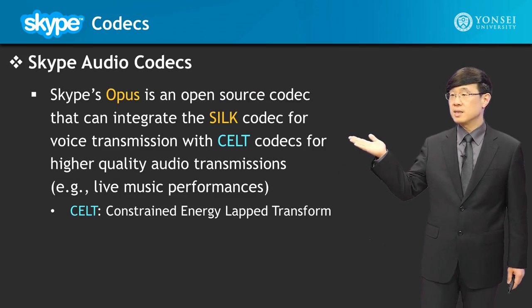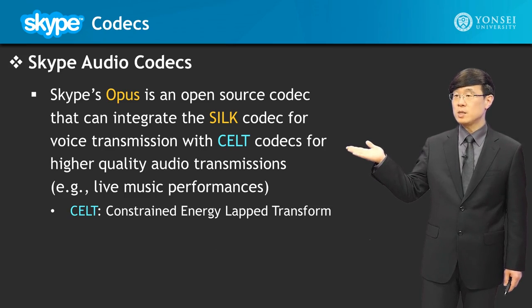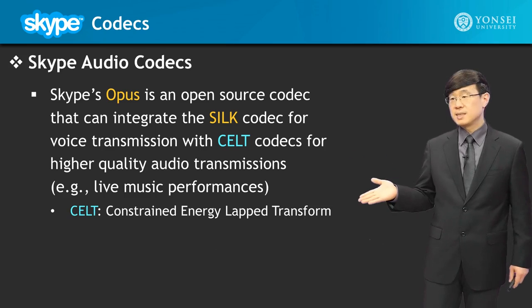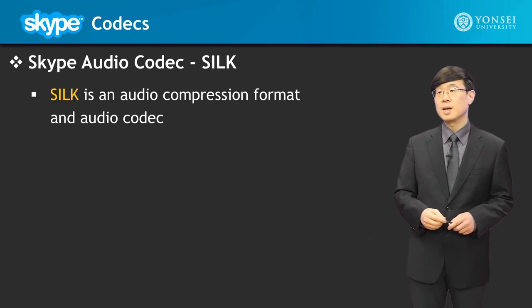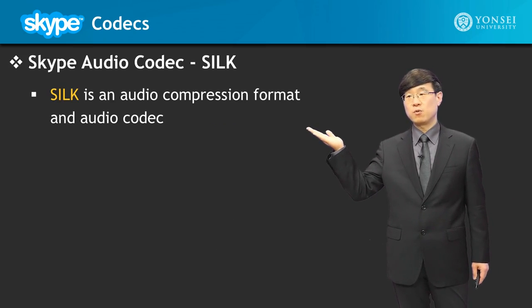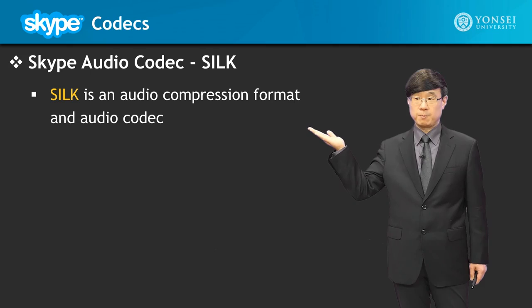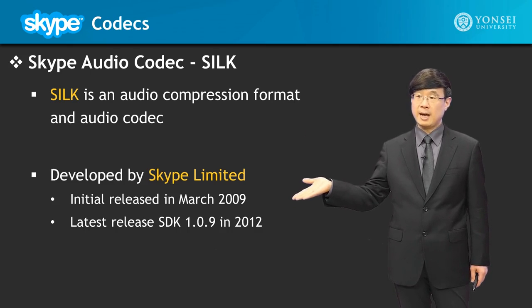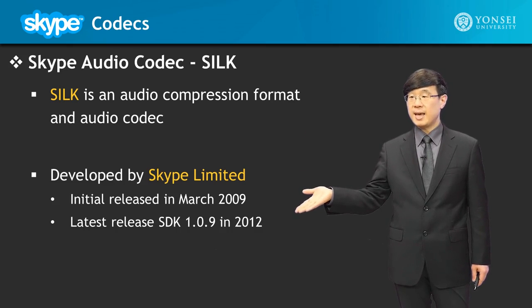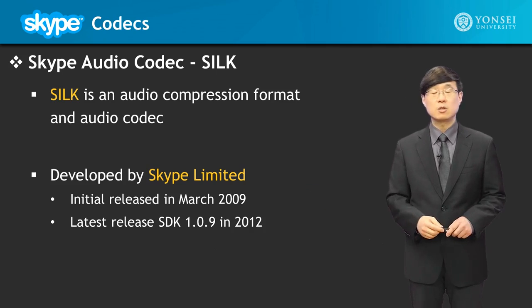Skype Opus is an open source codec that can integrate the Silk codec for voice transmission with CELT codecs. CELT is short for Constrained Energy Lapped Transform. Silk is an audio compression format and audio codec. It was developed by Skype Limited, where the initial release was in March of 2009, and the latest release, SDK, was in 2012.